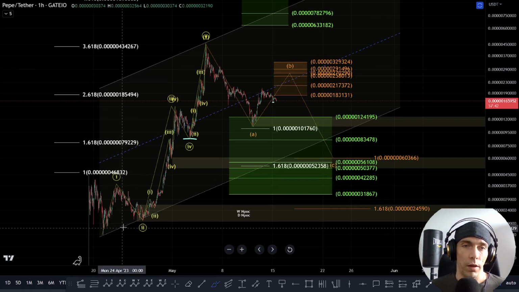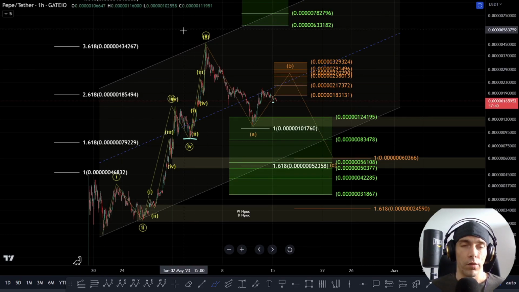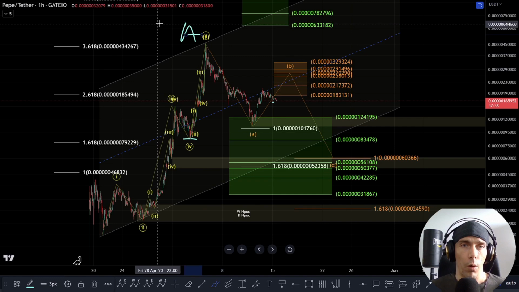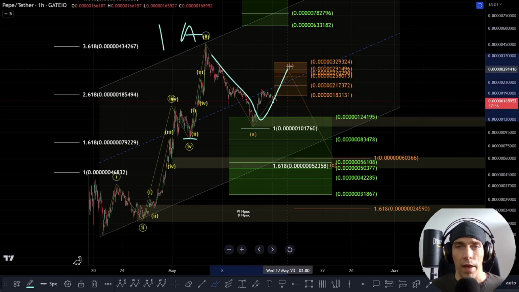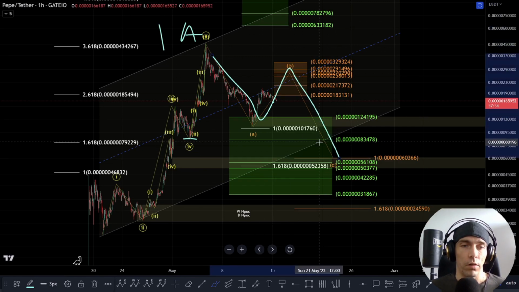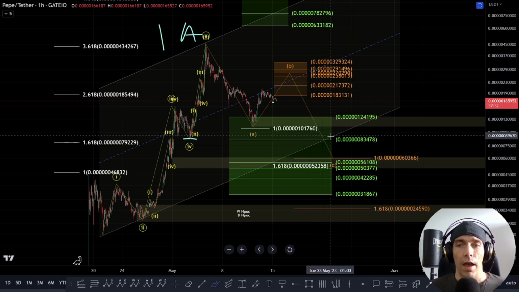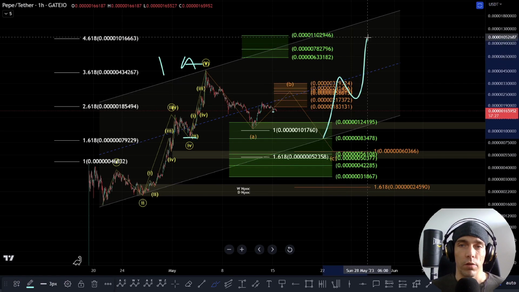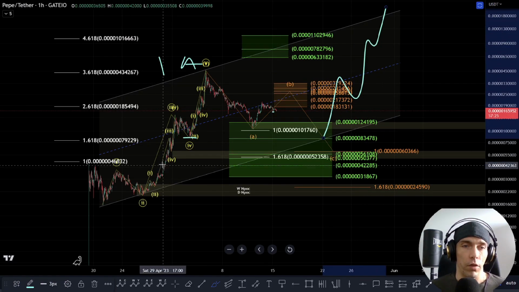So this is what I'm looking out for, a potential move that looks at this as a completed structure as either an A or a wave 1. We get a bigger A, B, and a C, which brings us down into some of these lower ranges here. And then this would become our B wave or our wave 2. And then possibly we could see another 5-wave structure to the upside here.